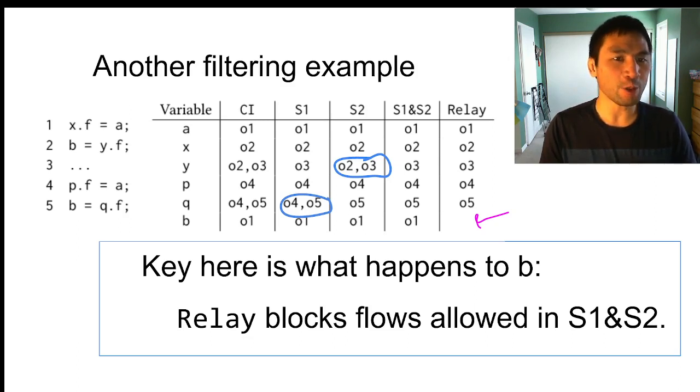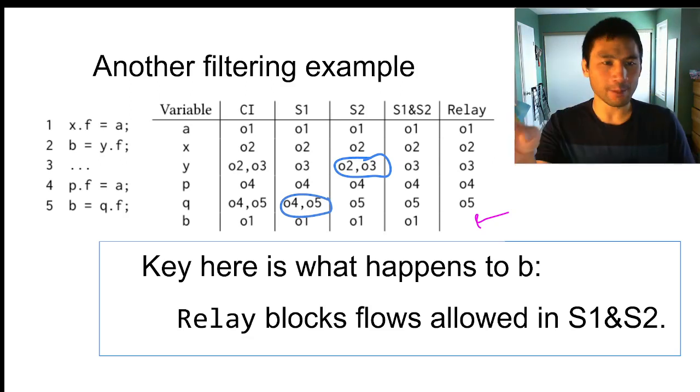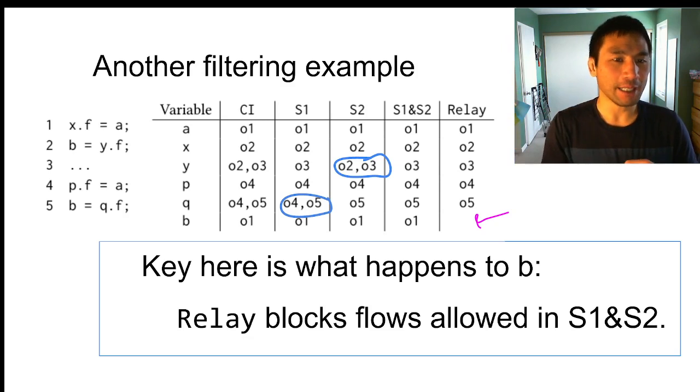And so if you take the intersection, then S1 and S2 will have the same results as relay. They both have O3 and O5, the more aggressive result. But if you pass the results along from stage to stage, then you can know that the set for B is actually empty. It is actually a null variable, and sometimes we want to do nullness analysis. And so the relay blocks the flows that are allowed in S1 and S2.